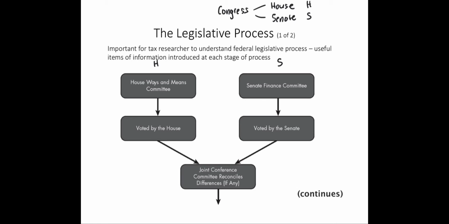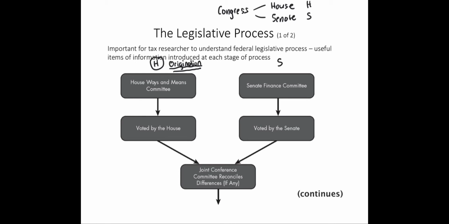Now, it's important for tax researchers to understand the federal legislative process because it helps you understand multiple things, such as where it originated, the amount that was passed by, looking at different bills and what changed to reconcile the different things. The one thing I will say, you need to know this, is what's called origination. So all tax bills must start off in the House over here. So the origination must be here in the House.